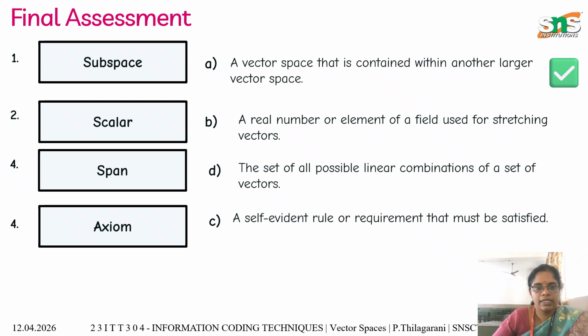That is the next final assessment. The vector space that is contained within another larger vector space is a subspace. The real number, an element of a field used for stretching vectors, is a scalar. The set of all possible linear combinations of a set of vectors is the span. A self-evident rule or requirement that must be satisfied is an axiom.